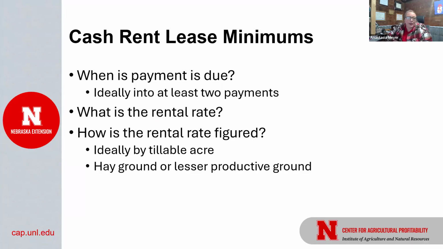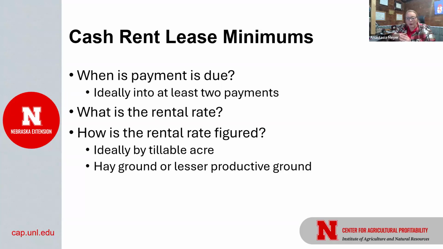Ideally, we like to see payment split up into at least 2 payments because it keeps the payments not on a line of credit where they are charging 10% interest on the cash rent. It makes it a little bit easier to cash flow things. It also enables people to have money when taxes are due. So ideally, we like to see it in at least 2 different payments.